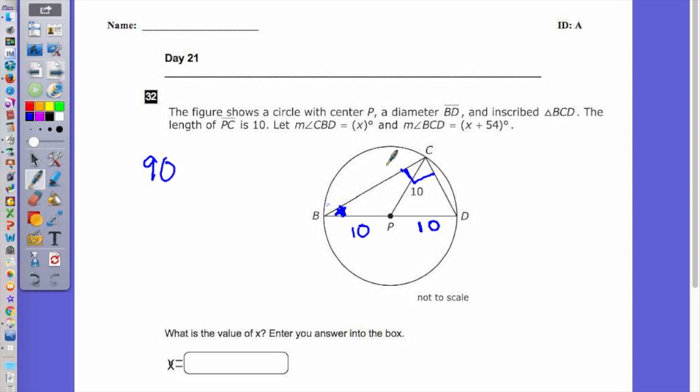And they tell you that BCD, which has to be 90, is equal to X plus 54. So how are you going to solve for X? Minus, excuse me. So you get 36. Did you need to know that this was 10? No. Once they told you that this was the diameter, they could have just given you the X. The 10s don't mean anything. Okay?